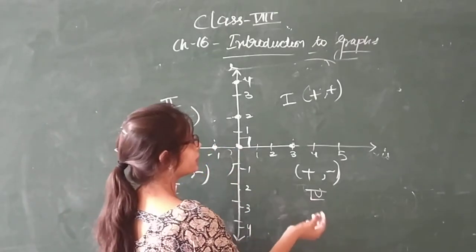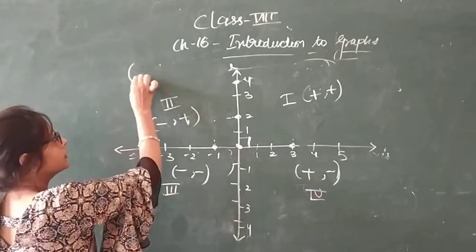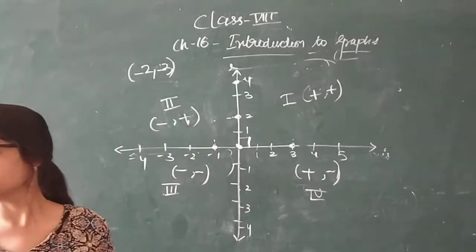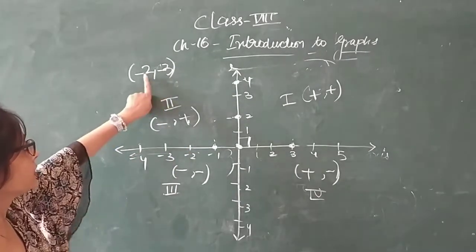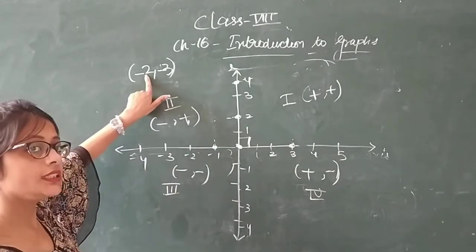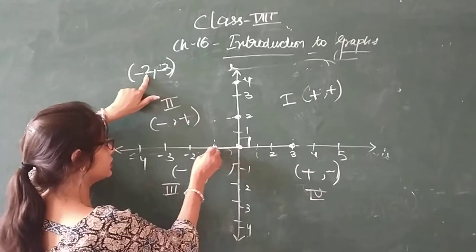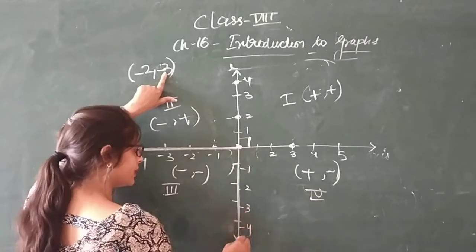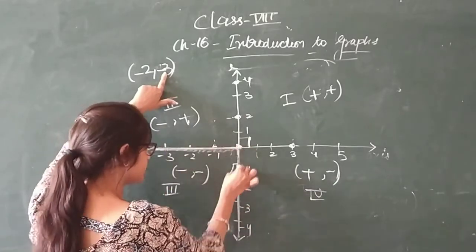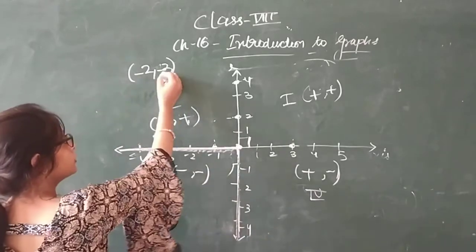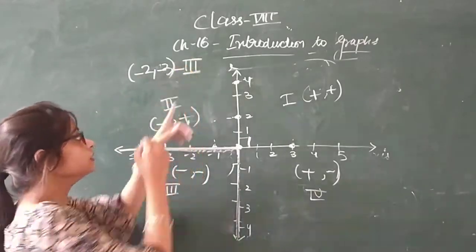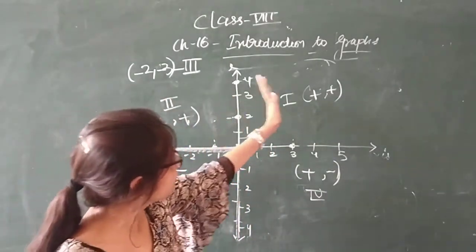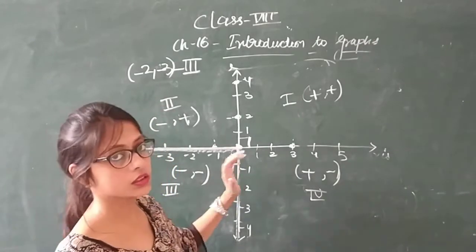Now, if I say find the point, let us say the point is -2, -3. In which quadrant does this point lie? Start from the x. X is negative. Where is x negative? Here. Y is also negative. Where is y negative? Here. So which quadrant does this cover? This one, third quadrant. So the point will lie in the third quadrant. Clear? Clear, beta? So this is the representation of the points on the graph.